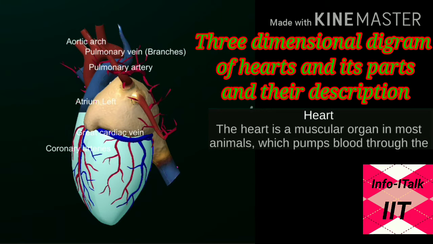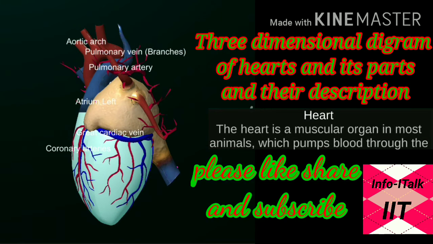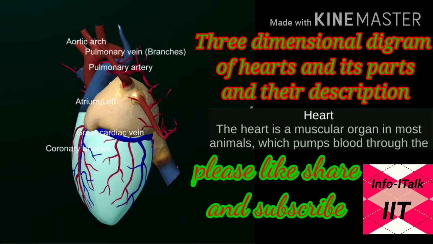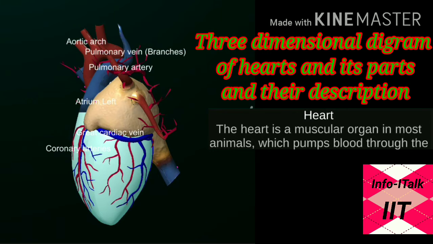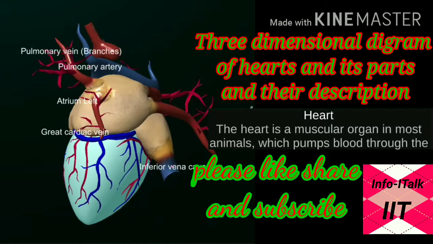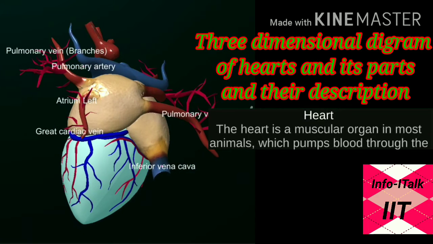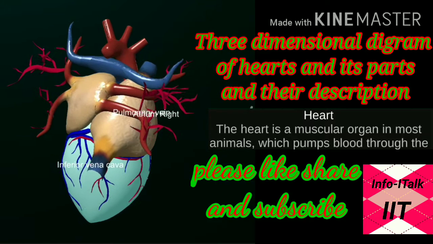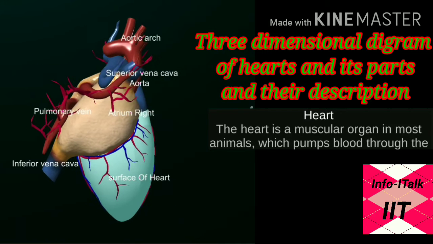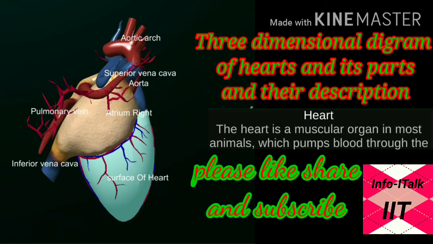Today we discuss the 3D picture of the heart. Every animal has a heart. This is a 3D picture of the heart. We should rotate this and show the all-around shape of our heart and its parts. This is our heart's surface below.